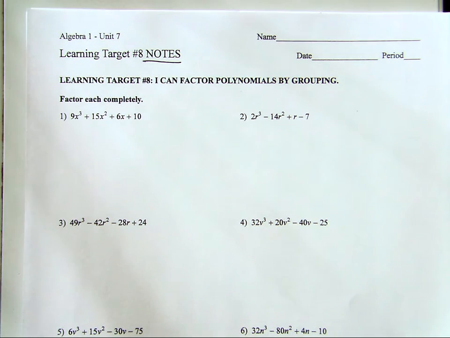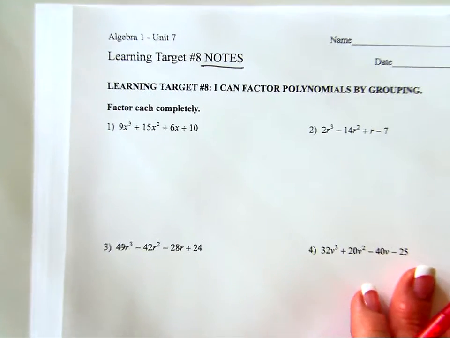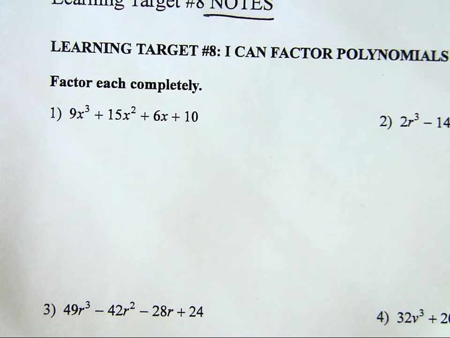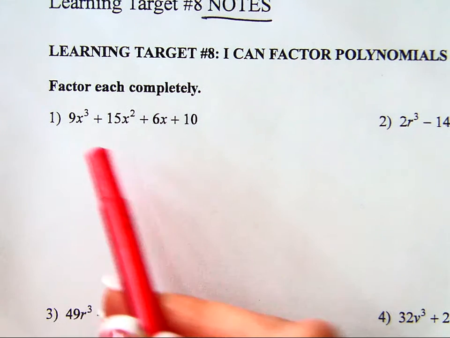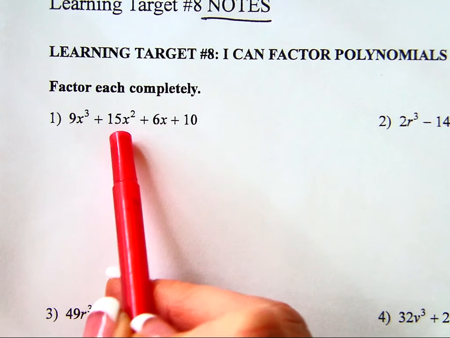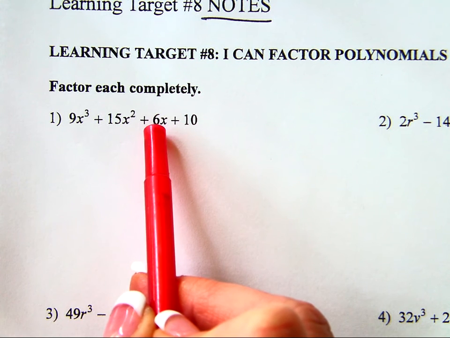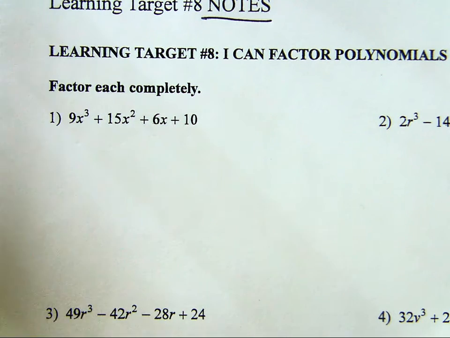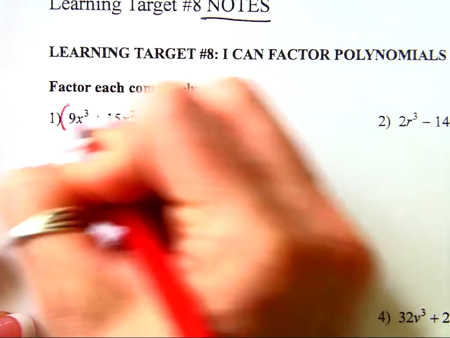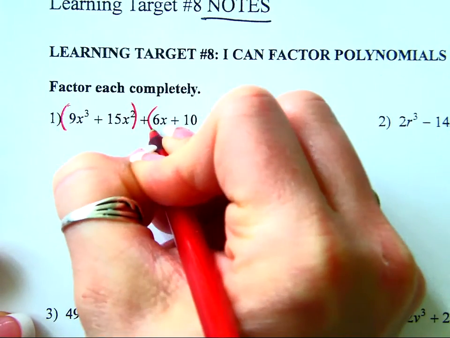So first thing we're going to do when we have 4 terms is look for a GCF all the time, right? Whether it's 4 terms or 3 terms or 2 terms. 9, 15, 6, well, except for that 10. They all had a 3 in common, right? But 10 doesn't have a 3, so I can't pull a GCF out of this one. So we're going to start by grouping.